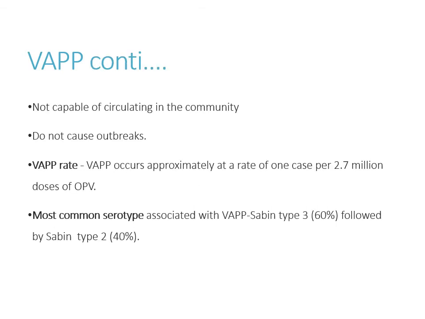Now this vaccine associated virus is not capable of circulating in the community and does not cause outbreaks. What is the chance? That is 1 per 2.7 million doses. So when 2.7 million doses of OPV have been given, there is one chance of having polio due to the vaccine. The most common serotype associated with this type of poliomyelitis is type 3, followed by type 2.